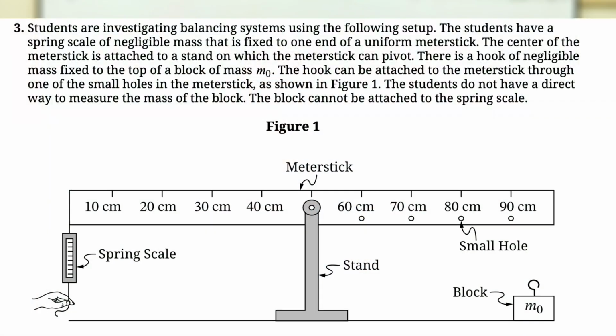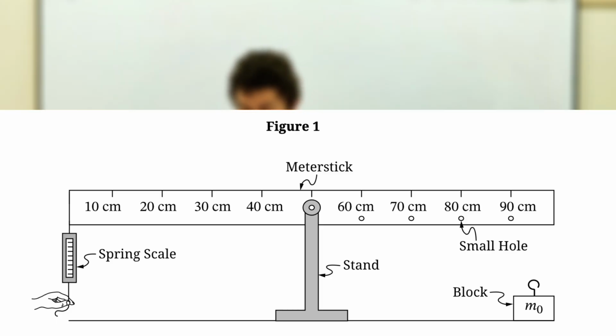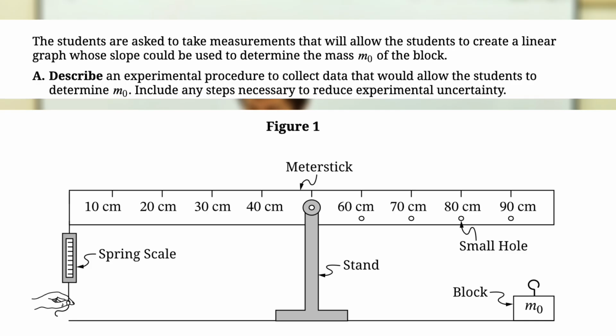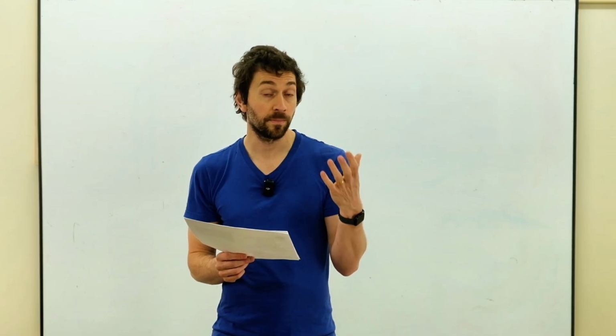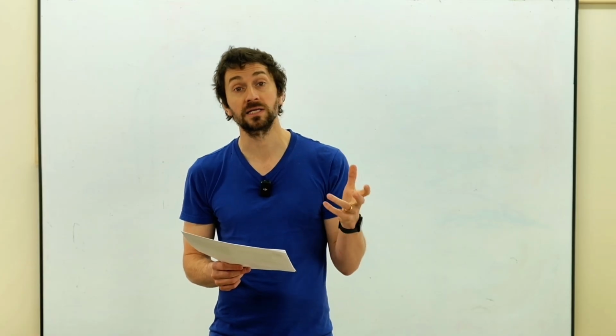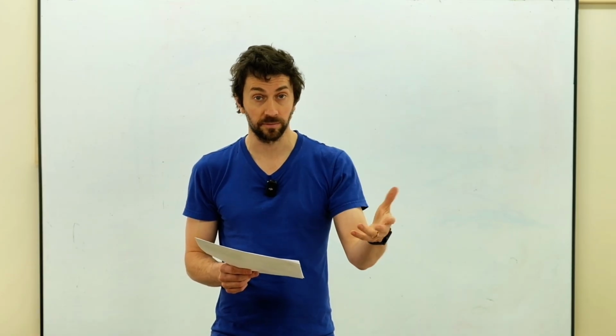Students are investigating balancing systems using the following setup. Students have a spring scale of negligible mass that is fixed to one end of a uniform stick. So we see a diagram there of the mass and the holes in the stick. The students are asked to take measurements that will allow them to create a linear graph whose slope could be used to determine the mass m0 of the block. Describe an experimental procedure to collect data that would allow students to determine m0. So in part A, you have to describe the right steps to create an experiment.